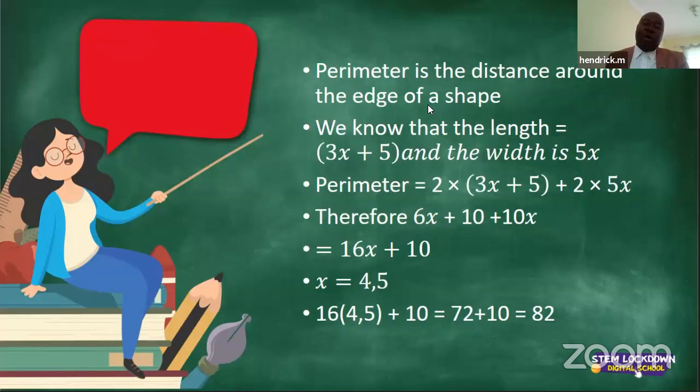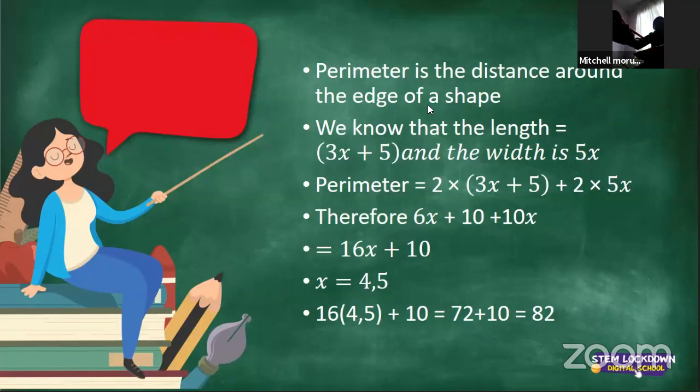Now if x is 4.5, then you can substitute the value of x as 4.5. Then you will have 16 times 4.5. 16 times 4.5 is 72. And of course, if you add 10 there, you will have 82. By the way, since the units are in centimeters, then it means the perimeter of your shape will be 82 centimeters. The perimeter of the shape will be 82 centimeters.